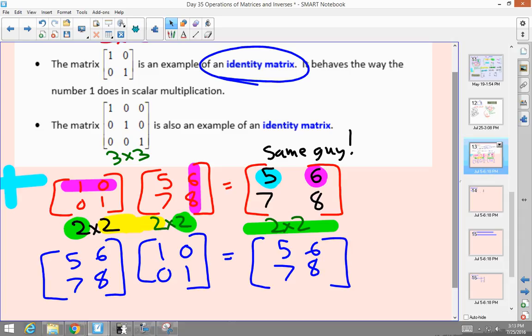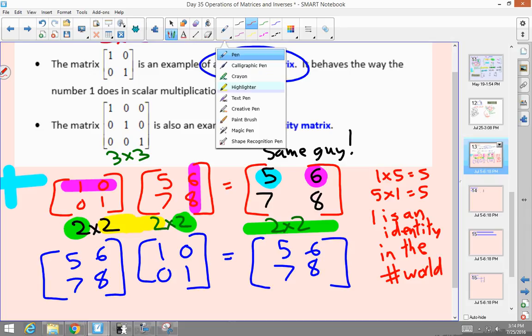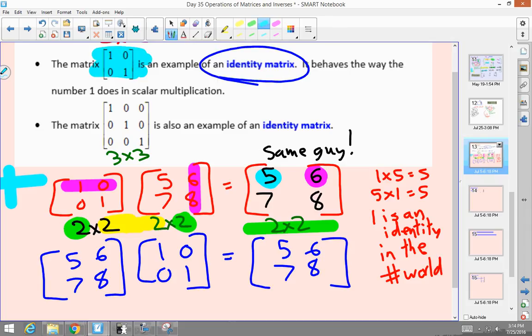So what I want you to think about is this. We are so used to doing stuff like 1 times 5 equals 5, 5 times 1 equals 5. So 1 is an identity in the number world. Well, in the matrix world, if you're in a 2 by 2 world, this is your version of 1. If you multiply by it, it doesn't change your matrix.